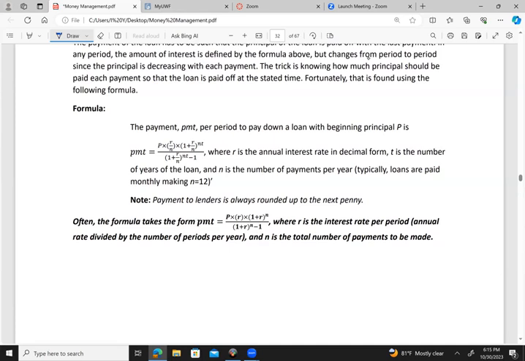The payment equals P times R over N times (1 plus R over N) to the NT power, all over (1 plus R over N) to the NT power minus 1, where R is again the annual interest rate in decimal form, T is the number of years of the loan, and N is the number of payments per year. Typically, loans are paid monthly, making N equal to 12. And again, payment to lenders is always rounded up.